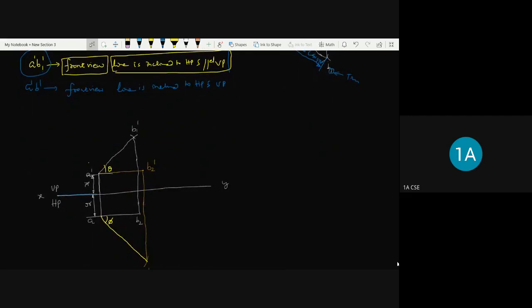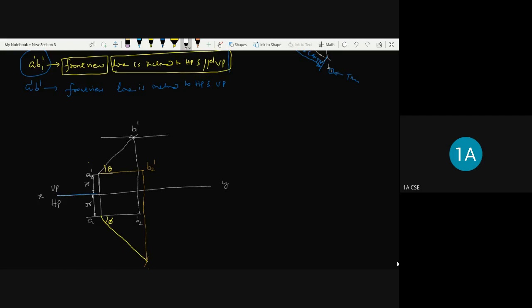Yes, sir. So now I just combine based on the given data. That is VP, HP is given. Then the true length of the line is given, and the true inclinations of the line are also given. So in that case, we are going to do like this first. As I told, the rotating line method. In the rotating line method, first we need to draw the locus. So here is the locus line from B1 dash.